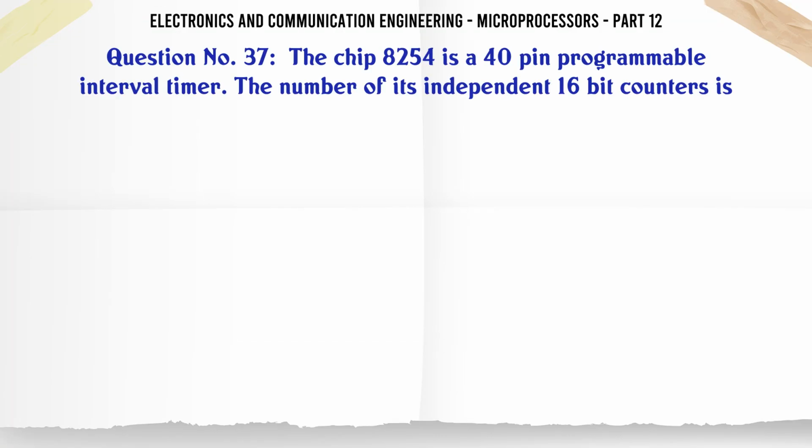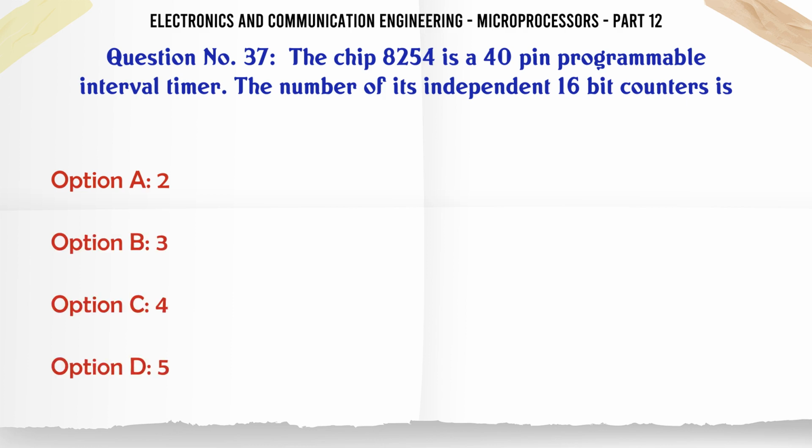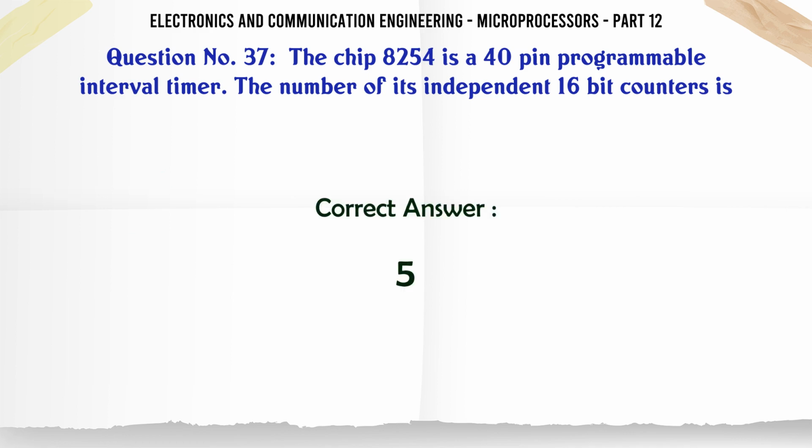The chip 8254 is a 40-pin programmable interval timer. The number of its independent 16-bit counters is A. 2, B. 3, C. 4, D. 5. The correct answer is 5.